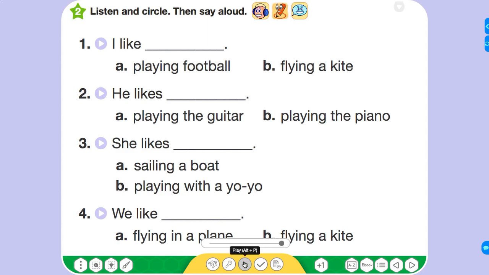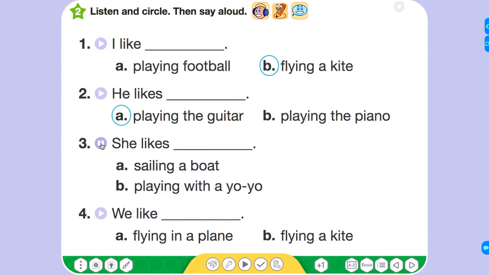All right, now listen again and try together. Number 1, A or B? I like flying a kite. All right, number 2. He likes playing the guitar. So A is the correct answer.